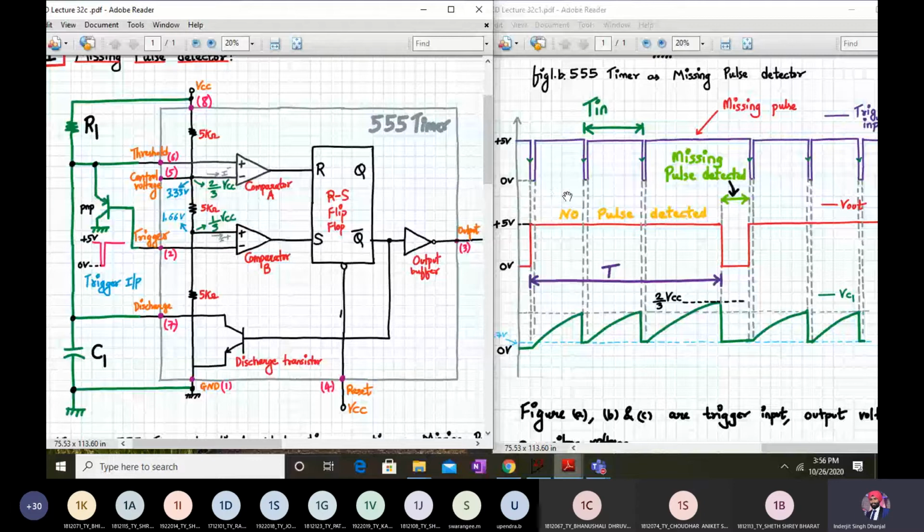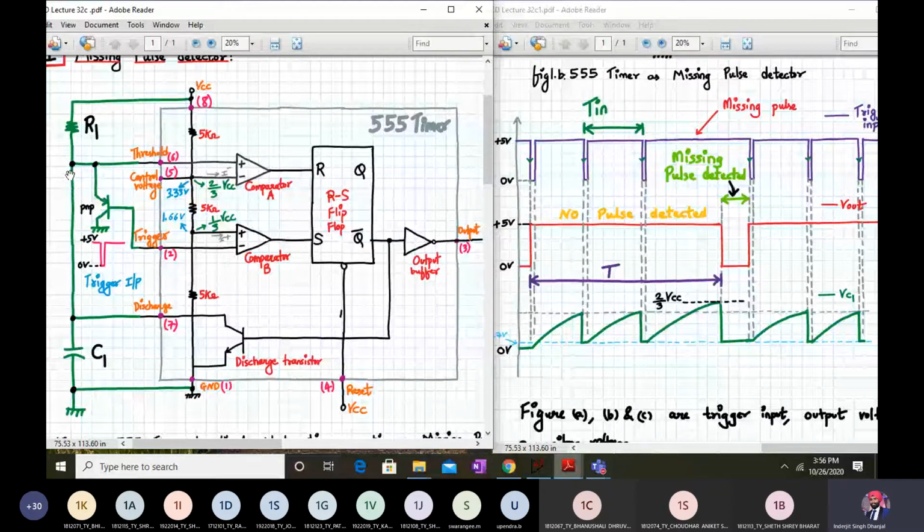When the trigger pulse goes low, this transistor will turn on. So what will happen if this transistor turns on? The capacitor starts charging. So it charges, and then what happens? As soon as it is charged, till what maximum value can it charge?